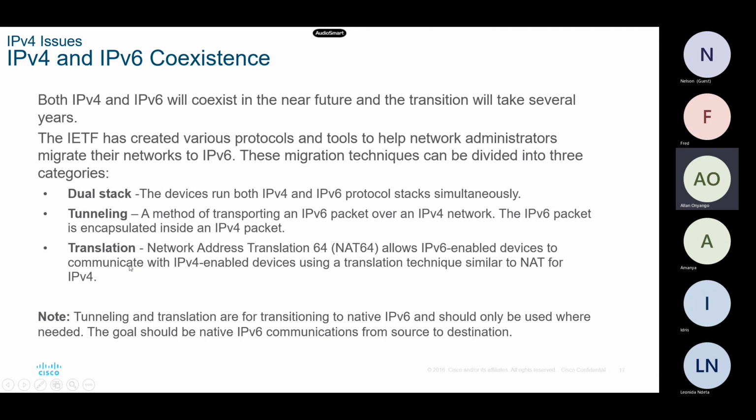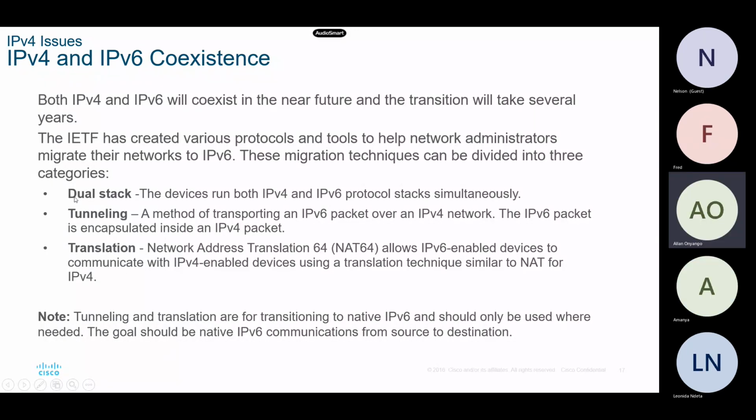Then the last process is called translation. In translation, you have two types of networks. One network is running IPv4, another one is running IPv6. So what's going to happen when the packets for IPv6 reach the boundary of the two networks? The IPv6 packets will be translated to IPv4, and IPv4 will be translated to IPv6. We call that NAT64, network address translation 64.